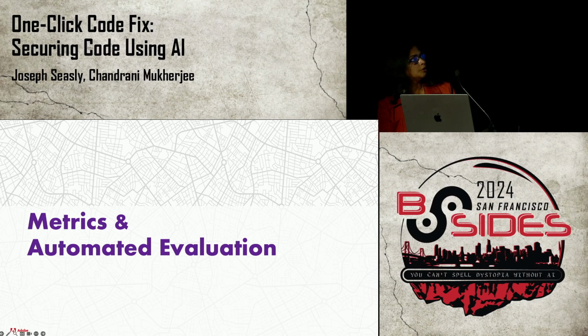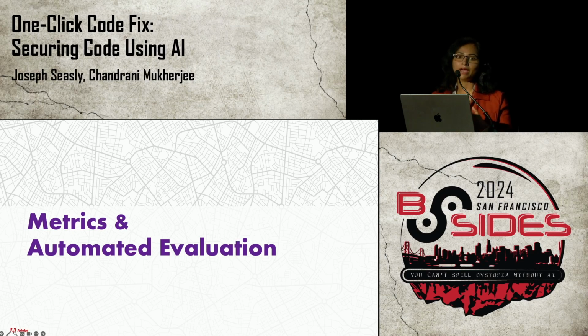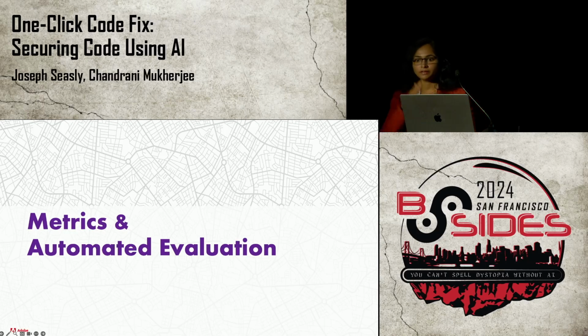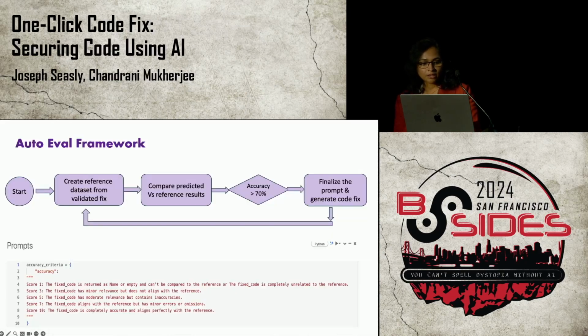So next we move on to metrics and evaluation. Initially when we started this, obviously we started with a manual evaluation. We would go through each of these findings and see whether it's a correct fix, and whether the fix generated is good enough. But obviously with manual evaluation, you cannot scale. That's not acceptable. So what we tried is the auto eval framework.